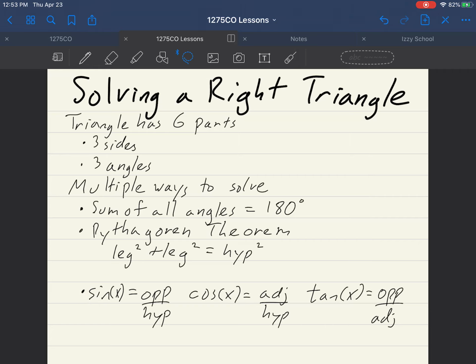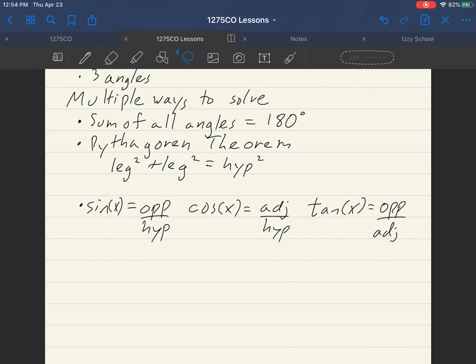Sine is opposite over hypotenuse, cosine is adjacent over hypotenuse, and tangent is opposite over adjacent, right? This is all stemming from SOHCAHTOA, which is the mnemonic to help us remember this opposite over hypotenuse, adjacent over hypotenuse, opposite over adjacent business.